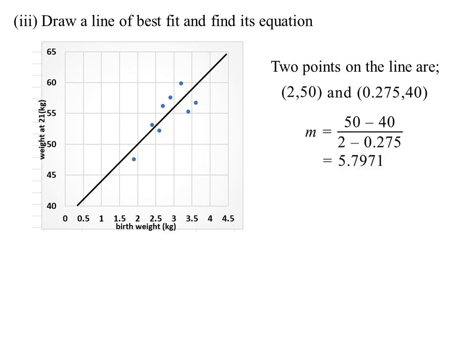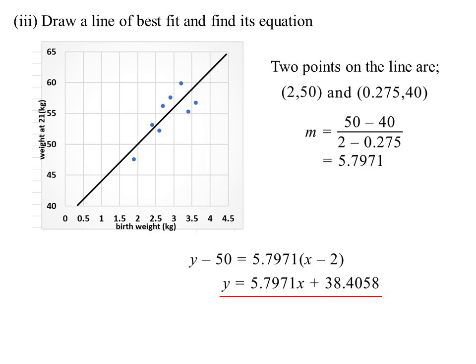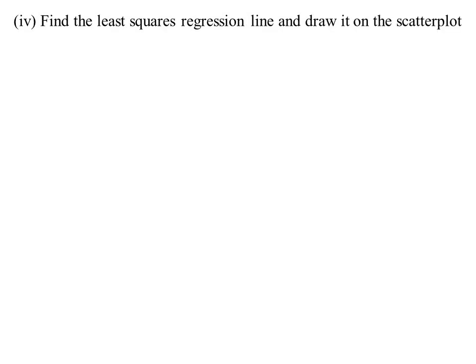0.27540. Okay. Slope, 5.7971. y minus y1 equals m times (x minus x1). There's my formula, my line of best fit. Let's see how good I do. Find the least squares regression line, and then we'll draw it and we can compare the two, see how good my line of best fit was.